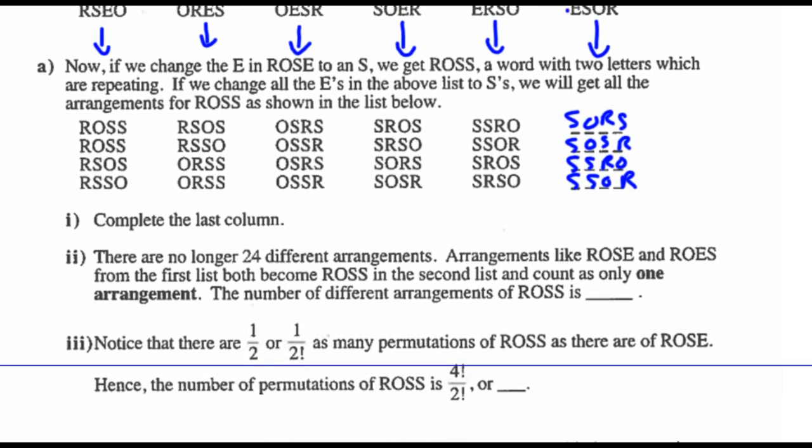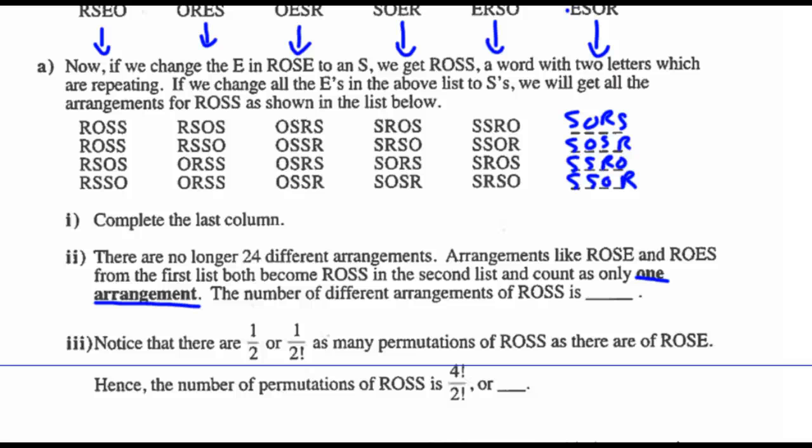Well, there are no longer 24 different arrangements. Arrangements like Rose and ROES from the first list both become Ross in the second list. They count only as a single arrangement. So now how many different arrangements are there of Ross?